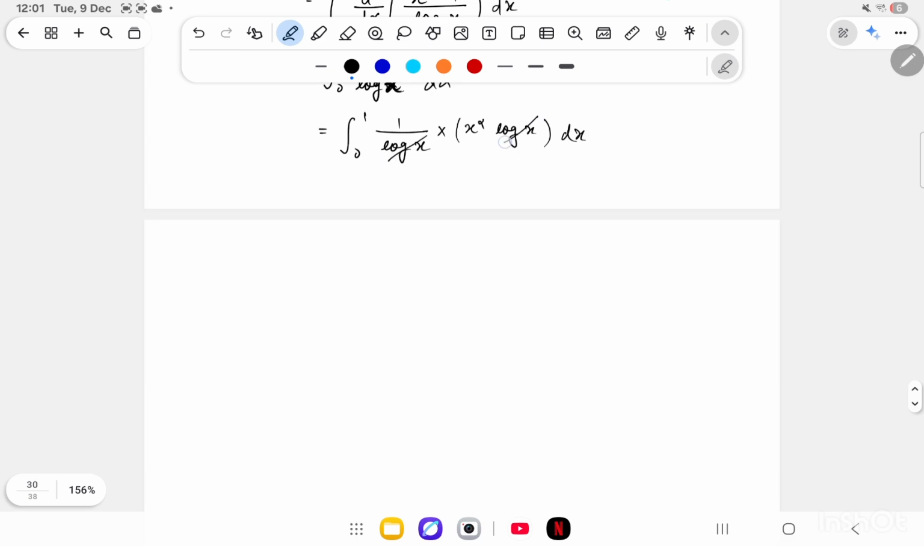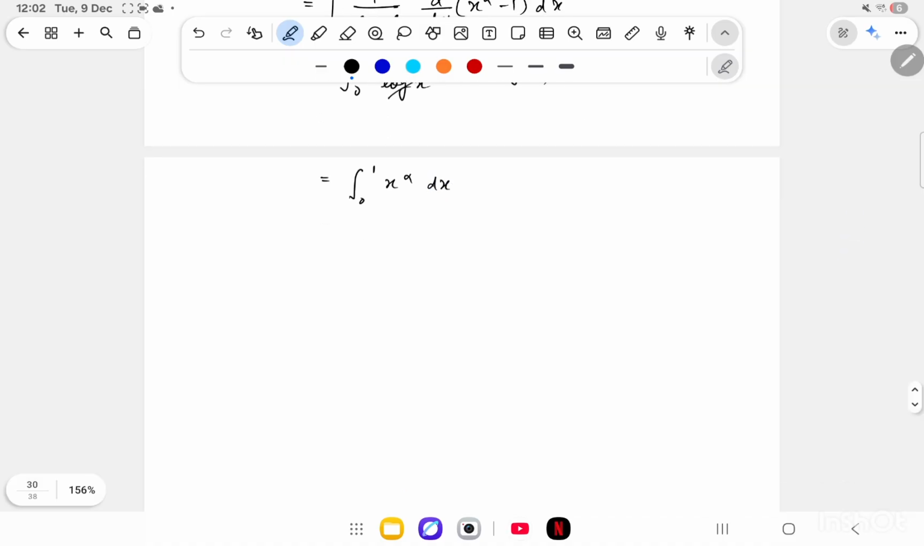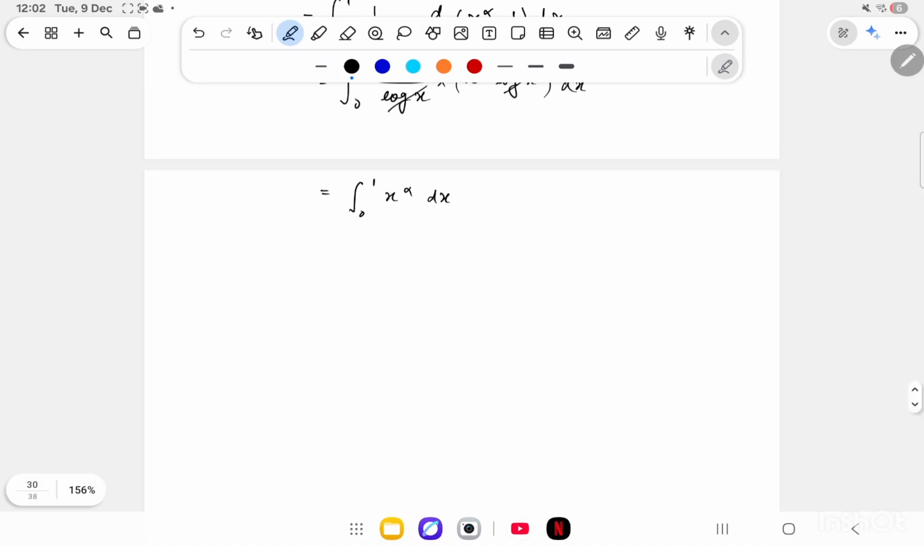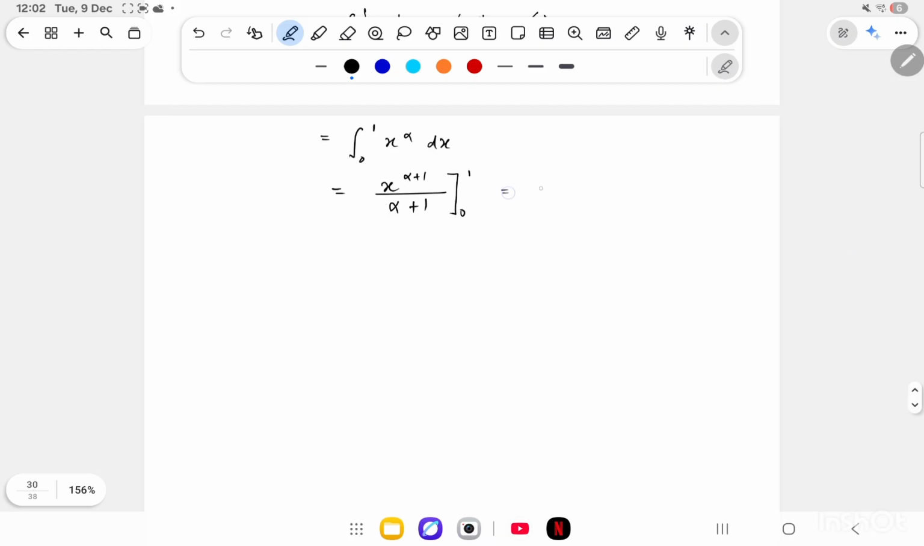So this log x balances this one, and we'll be left with the integration from 0 to 1 of x^alpha dx. Now its integration with respect to x will be x^(alpha+1) divided by (alpha + 1), and the limit varies from 0 to 1. So this simplifies to 1 divided by (alpha + 1) minus 0 divided by (alpha + 1), so that reduces to 1 divided by (alpha + 1). So this is the value of dI by d alpha.